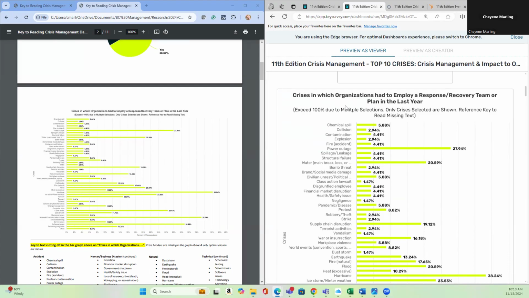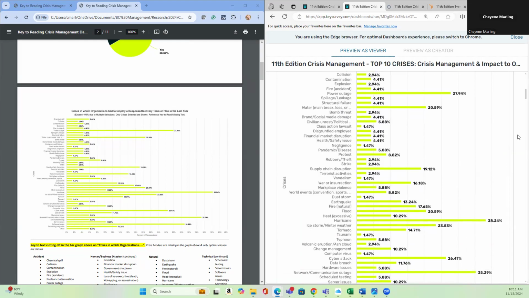So for example, if you chose power outage, bomb threat, disgruntled employee, then all of the following questions would only ask you, what was the impact to your organization? What was the impact to the employees for those different crises? You didn't have to answer it for all the different crises that you see here. But then the dashboard, what it does is we only focused on the top 10.